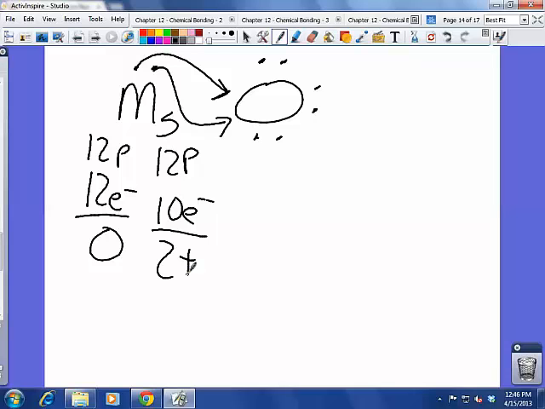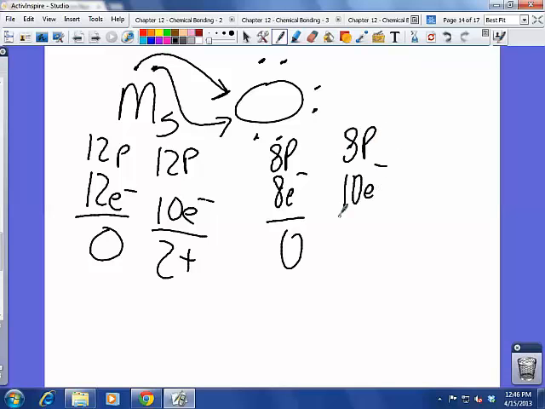If we look at the same thing at oxygen. Oxygen started with 8 protons, 8 electrons, so no charge. Now we have 8 protons, but 10 electrons. So now we have negative 2. So now magnesium is positive 2, oxygen is negative 2.